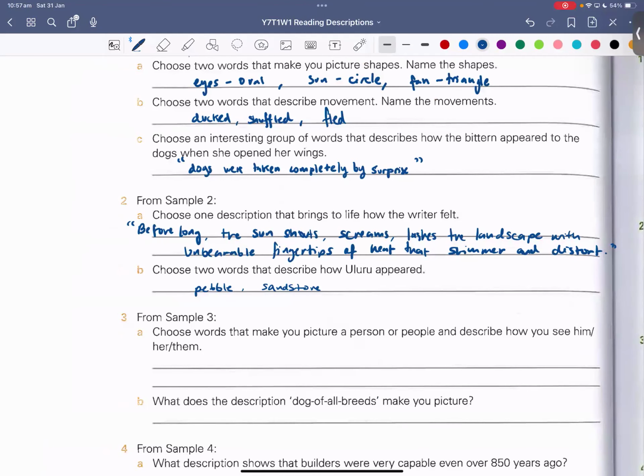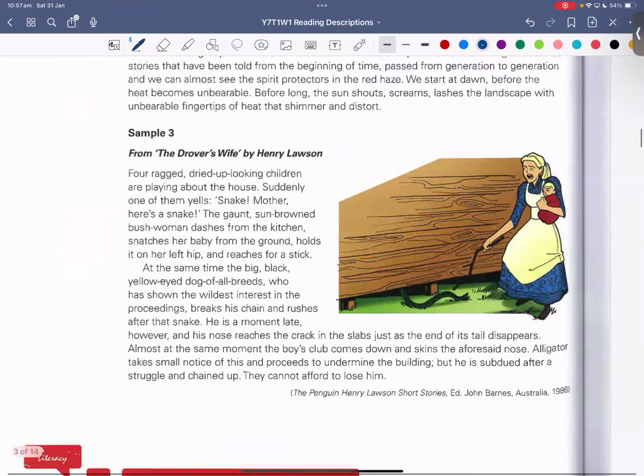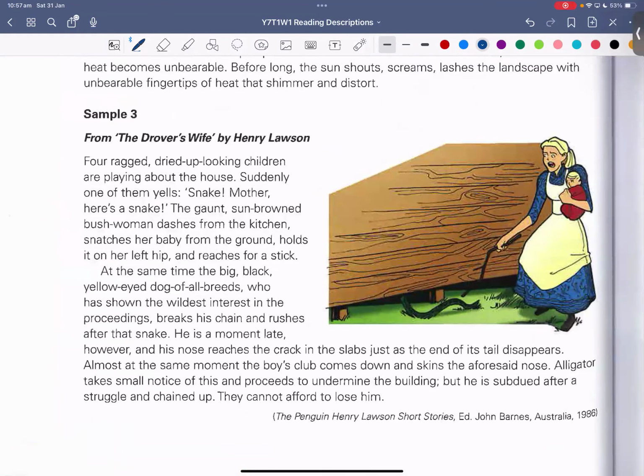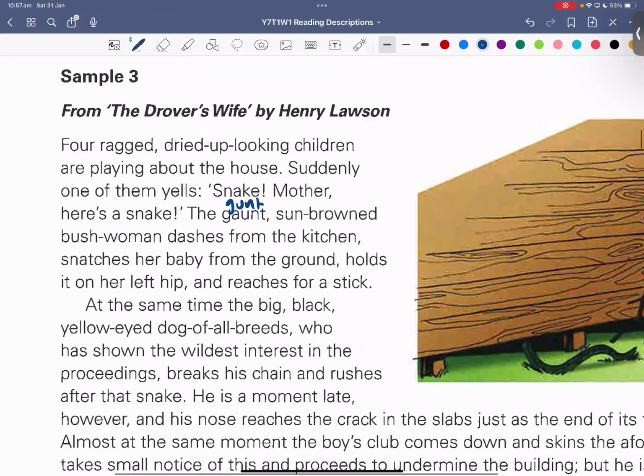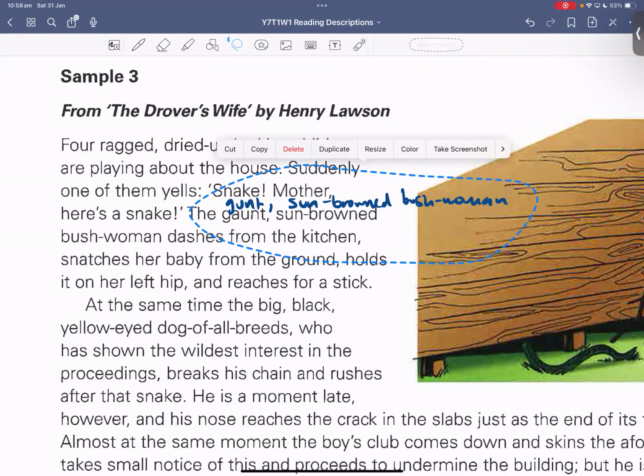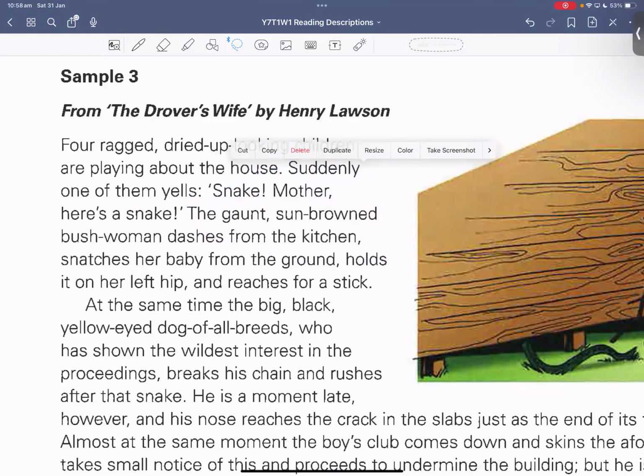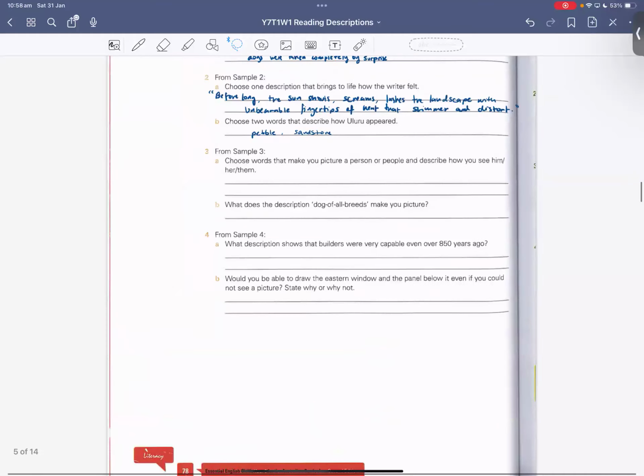So choose words that make you picture a person or people and describe how you see her. So we're probably going to choose the wife, right? Or the children. The mother, yes. So what are some words that describe firstly the mother? The word mother. And sun-brown bushwoman, gaunt. Yeah, bushwoman. So we can say gaunt, sun-brown bushwoman. Gaunt means to look tired. So this mother's probably not feeling great living here. Like they're not having the easiest of times. And sun-brown means they've gone out in the sun a lot. They basically live outside.